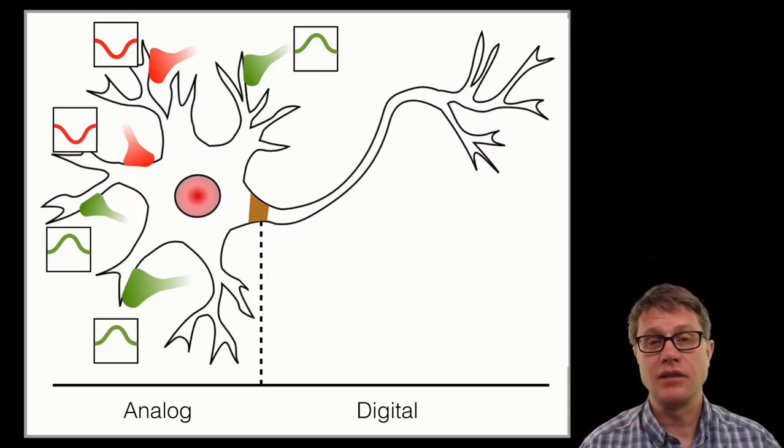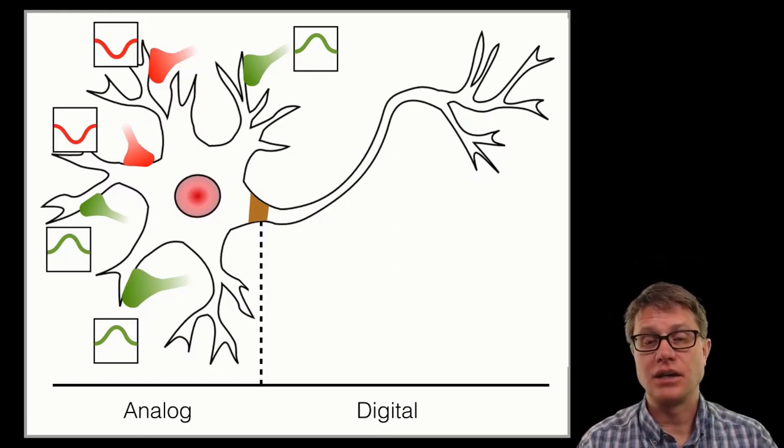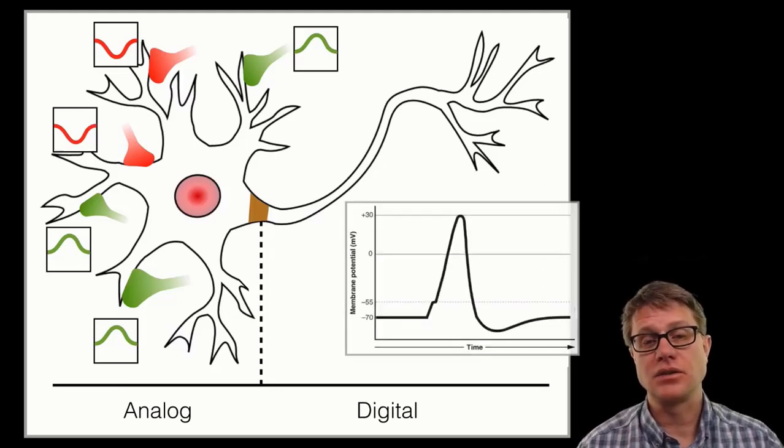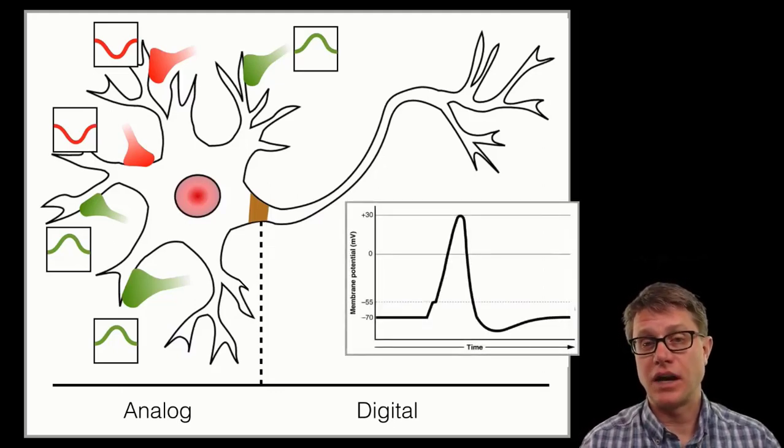And so we really have an analog side to a neuron and a digital side. The summation of all of those signals, all those neurotransmitters, either tell that action potential to fire or not, and it's going to move down that axon.